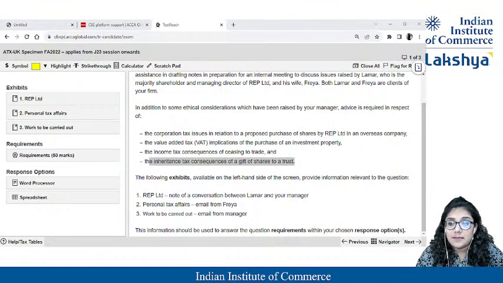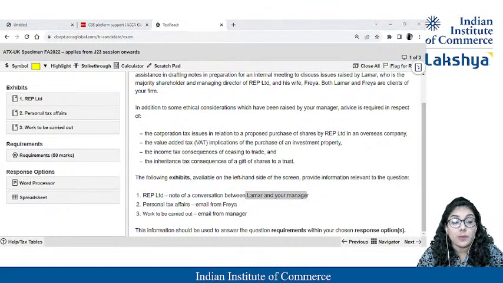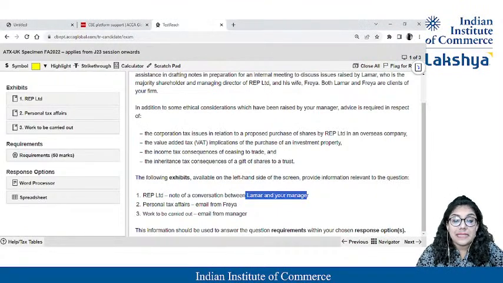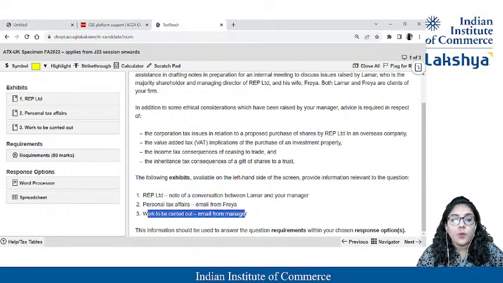And yes, I think now we can read the questions, which are basically the requirements of the following exhibits. The exhibits are given on the left hand side, which we can read. First is about REP Limited. There could be a conversation between Lammer and your manager. Lammer is the CEO and director of REP, and your manager is Sheila. Basically they'll be having a word. Second, about some personal tax affairs of Freya. Some tax effects. And the last, work to be carried out by mail. So we want to mail it. Requirements are there and you'll have to choose.